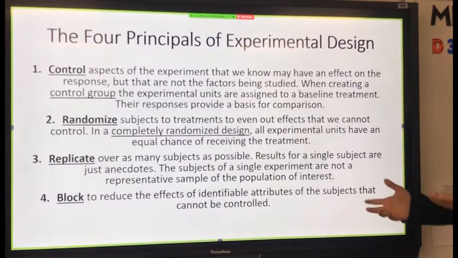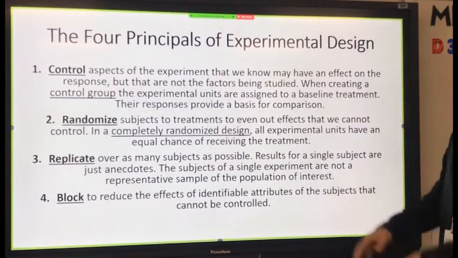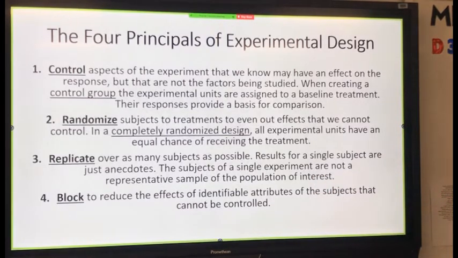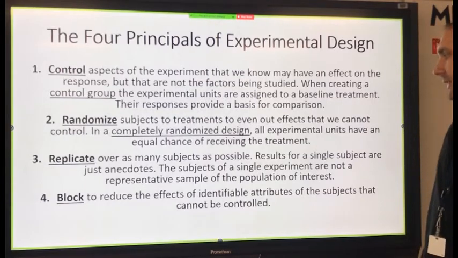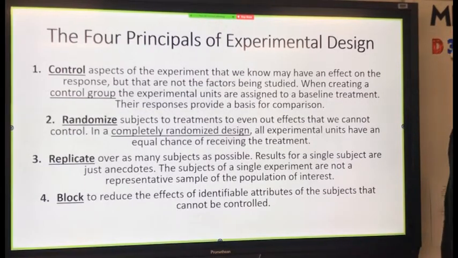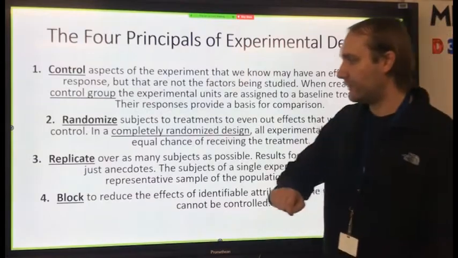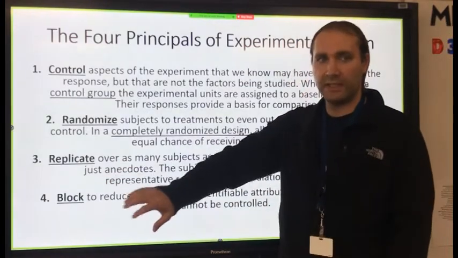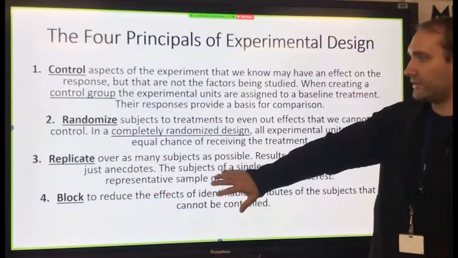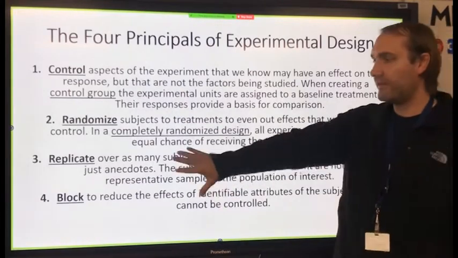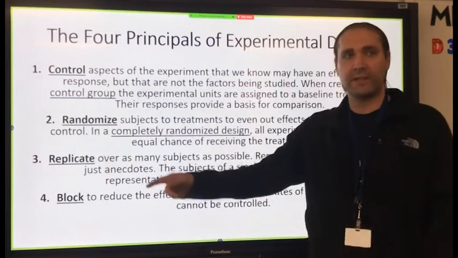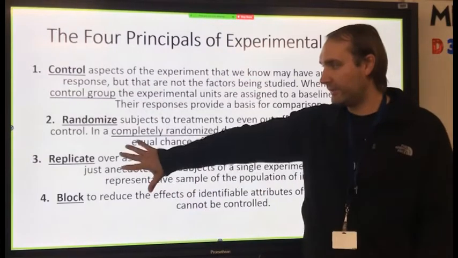Replicate. So don't just do the experiment one time and say, yep, there it is. Replicate over as many subjects as possible. Results for a single subject are just anecdotes. The subject of a single experiment is not representative of the sample of the population of interest. So as you get into grad school and even higher in education, you'll do lots of experiments, and in lots of journals you'll see people have done the same thing over and over and over again. It's like, what's the point? Somebody already did it. Well, the point is replication.